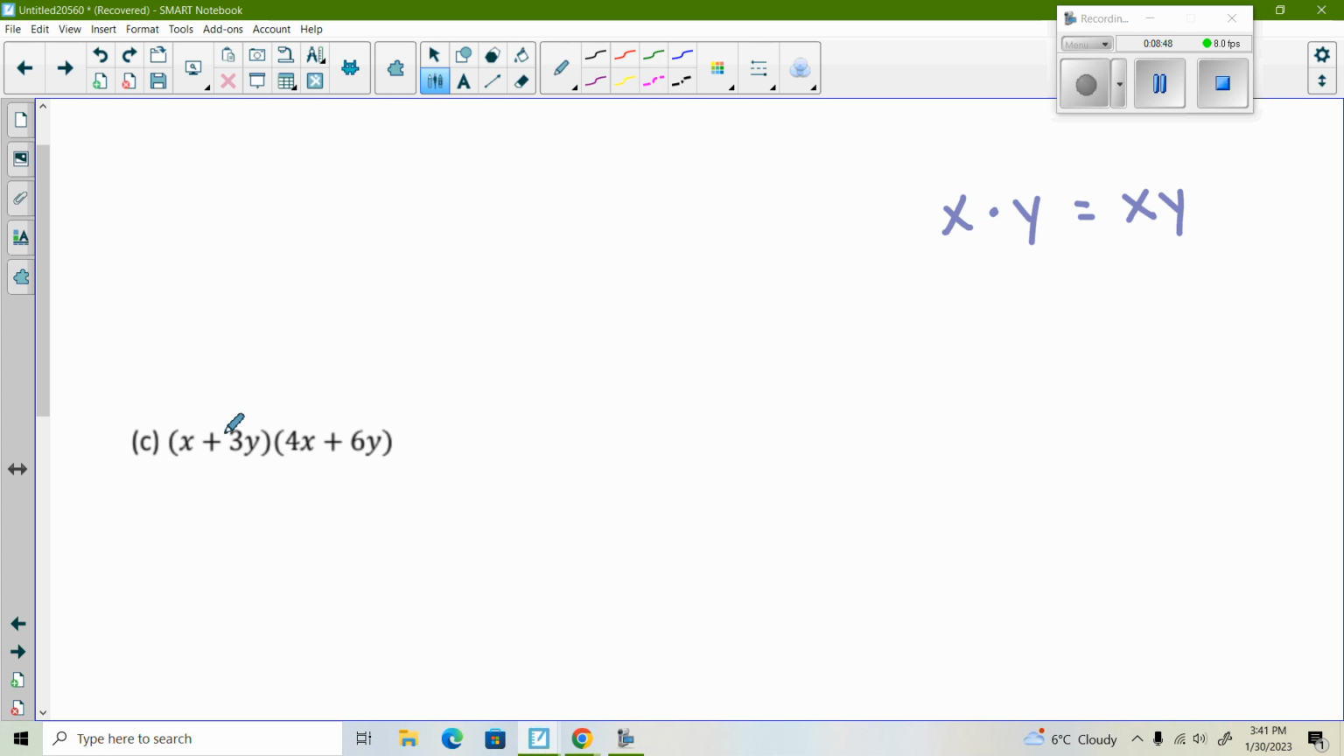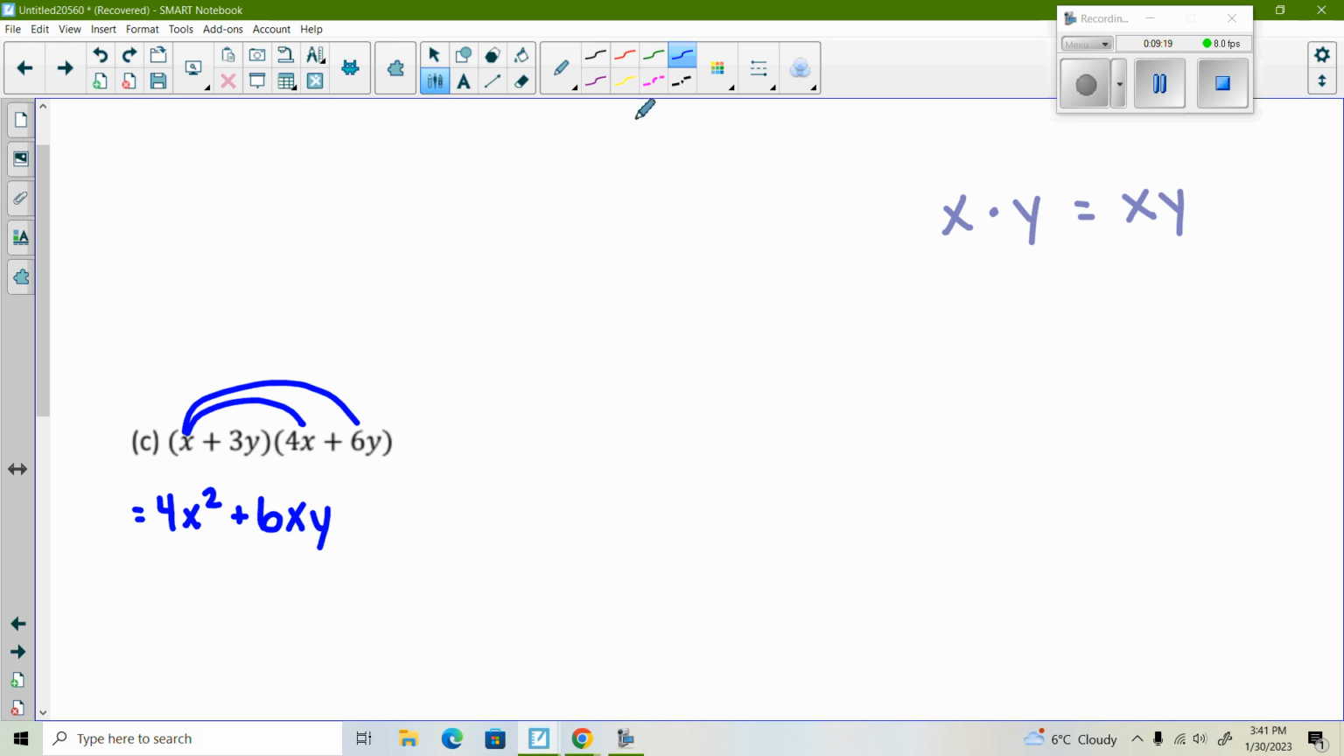We're still doing the FOIL method because we have a binomial and a binomial, but we just have two variables in it. So that's fine. We can do that. Let's take the first term and multiply it through the second bracket. X times 4x is 4x squared. Now we have to take x and times it by 6y. Well, there's a 1 in front of here, so 1 times 6 is just 6. I can't combine the x and y exponents, so I just write xy.